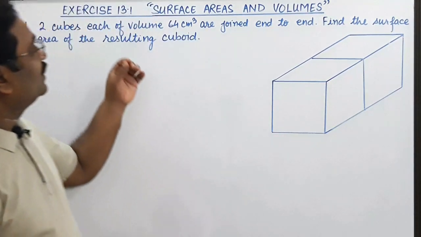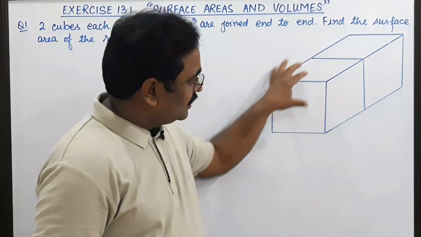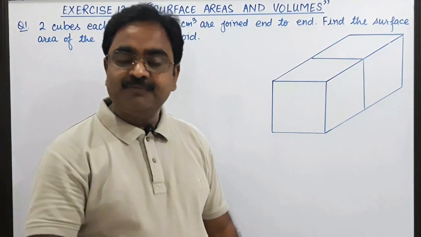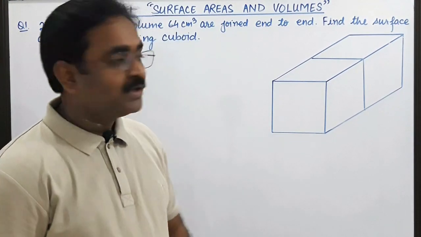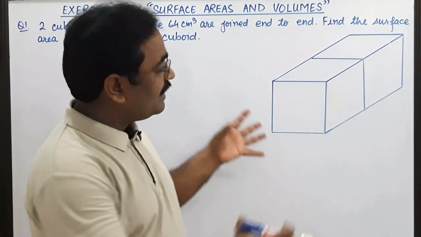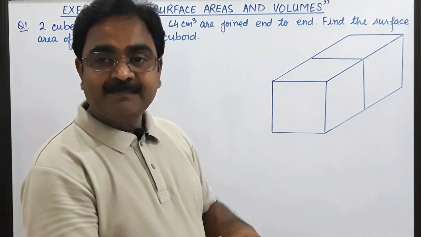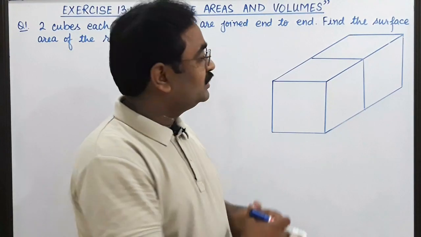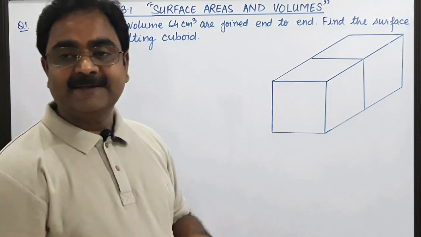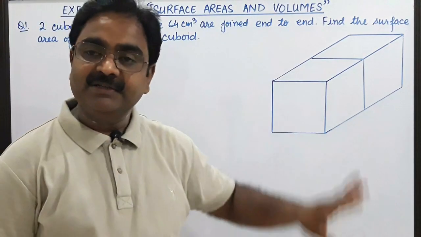As it is given, the volume of one cube is 64 centimeter cube. The question is asking to find the surface area of the cuboid, meaning after attaching these two cubes, we are getting the cuboid. So we should find out its length, breadth and height. After getting the length, breadth and height, we can find the surface area of this resulting cuboid.